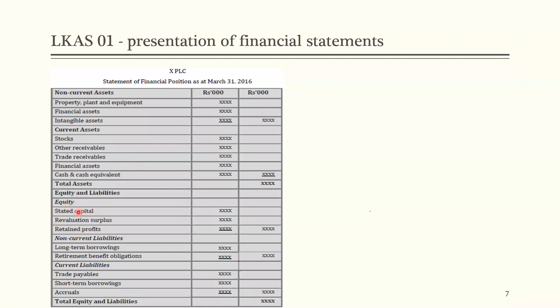And the equity components, right, these things we need to present. All these line items, there is a long list, right? If you go through LKAS 1, the original standard, you could find a long list of line items that should be presented in the statement of financial position, right? So only a few line items are here, right?